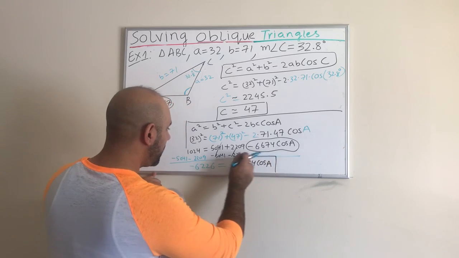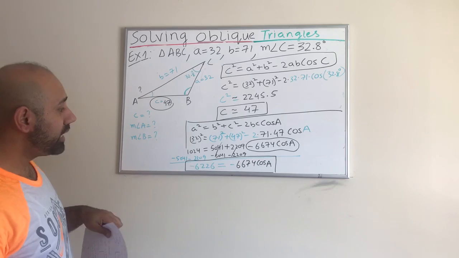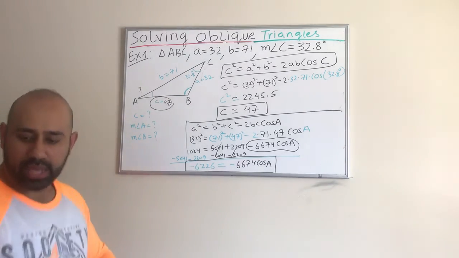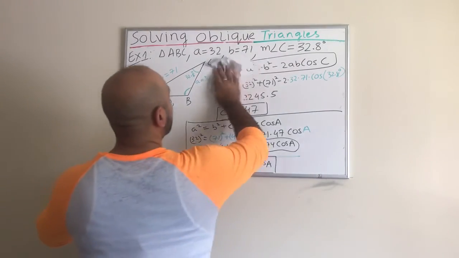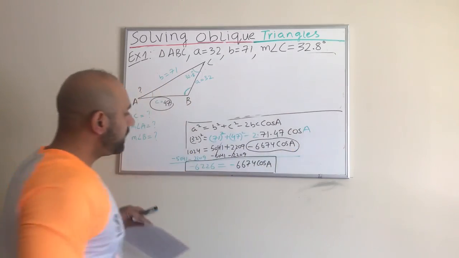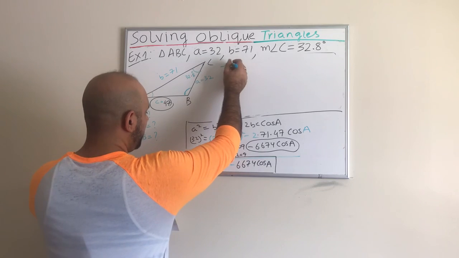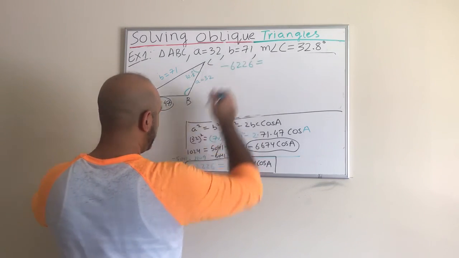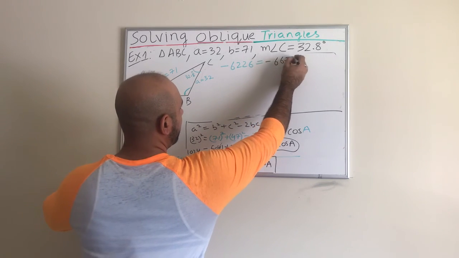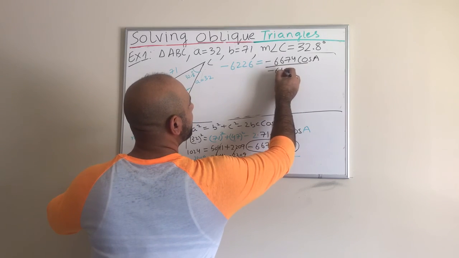Guys, let us focus on this equation right here after we simplified all this. Now from here we have to get cosine A by itself. Let me make some room to do that, please. Let me take it up right here. So I have negative 6226 equals negative 6674 cosine of A. To get cosine A by itself, I have to divide both sides by negative 6674.